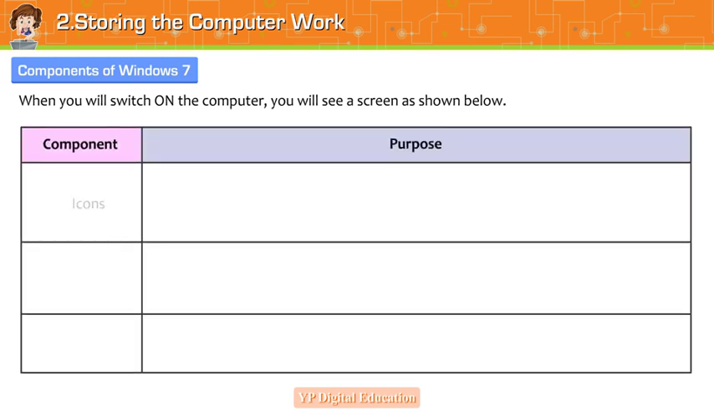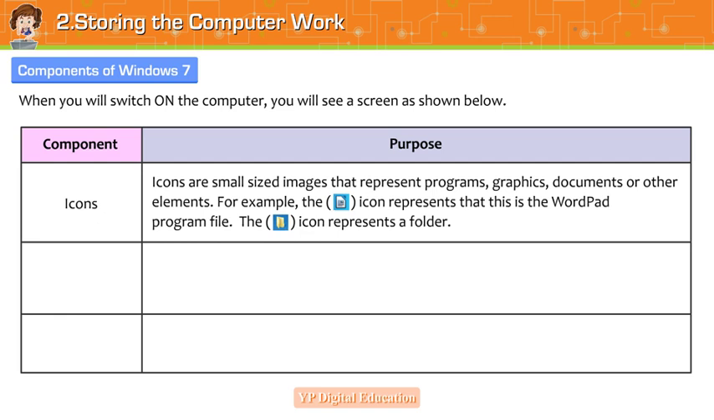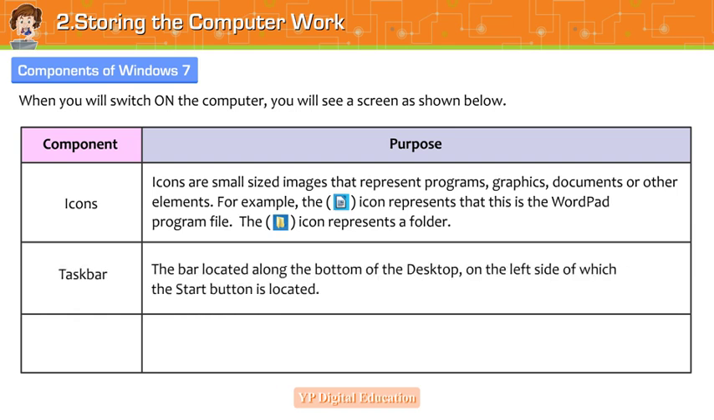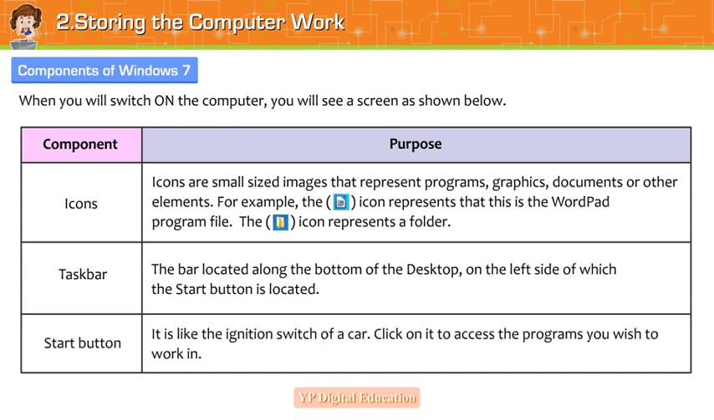Component, purpose. Icons. Icons are small-sized images that represent programs, graphics, documents, or other elements. For example, the icon represents that this is the WordPad program file. The folder icon represents a folder. Taskbar. The bar located along the bottom of the desktop, on the left side of which the start button is located. Start button. It is like the ignition switch of a car. Click on it to access the programs you wish to work in.